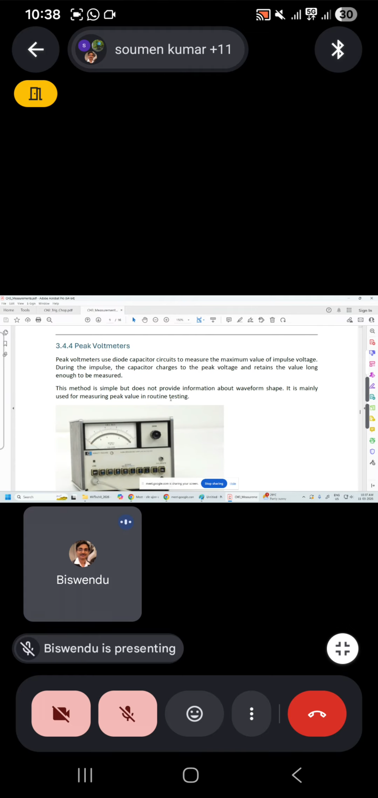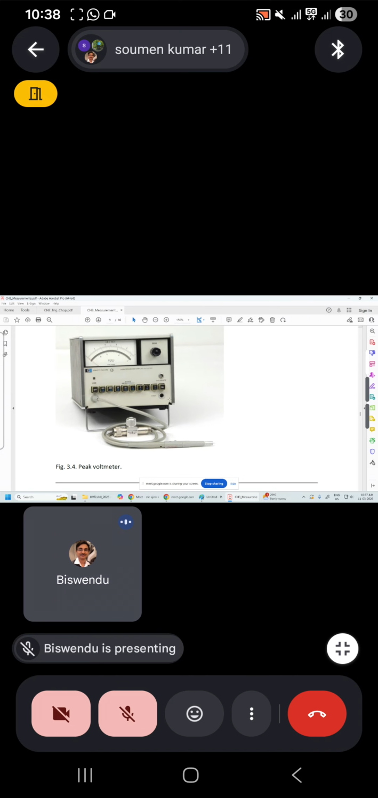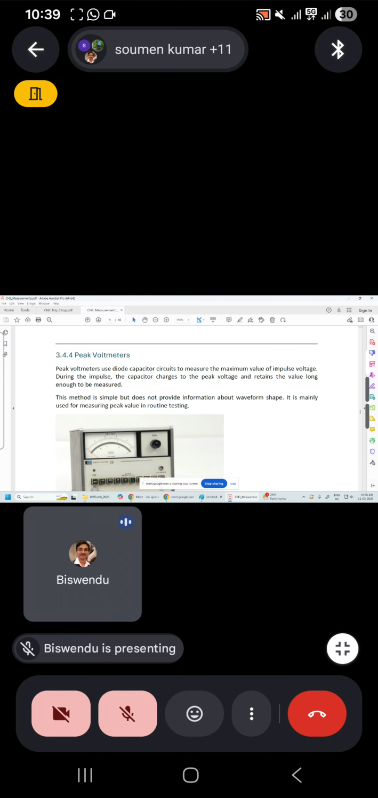Now comes the peak voltmeter. You have read already in high voltage engineering. A peak voltmeter can read the maximum value of impulse voltage. During this impulse, what happens? The capacitor charges to the peak voltage and retains the value long enough to be measured. Suppose the capacitor is charged and stable up to, say, 0.5 second. You can quickly read the value it is holding.